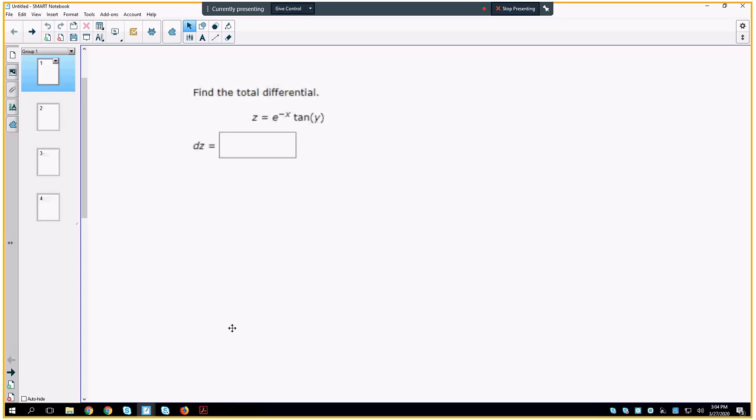Let's do a couple of examples involving the total differential. Starting with the first example, which is just asking us to find the total differential for the function z equals e to the minus x tangent of y. So let's remember that dz is going to be del z del x dx plus del z del y dy.